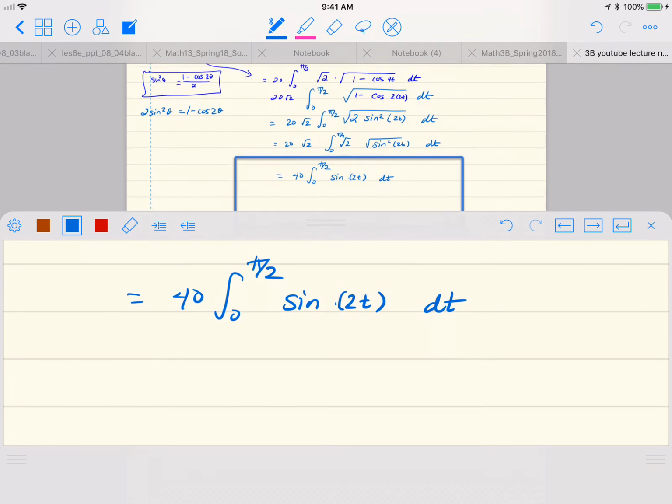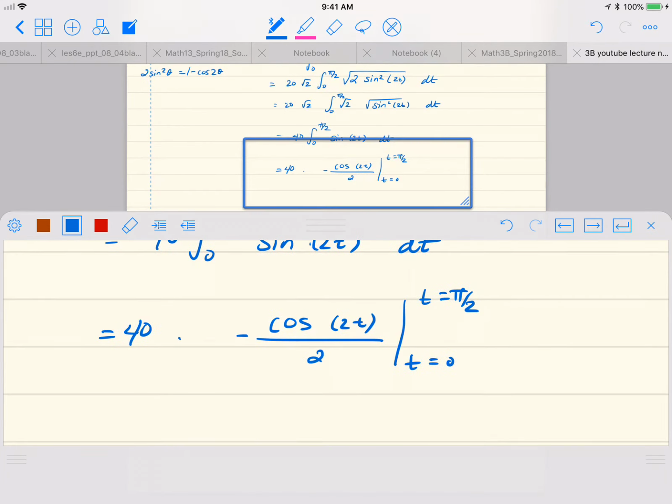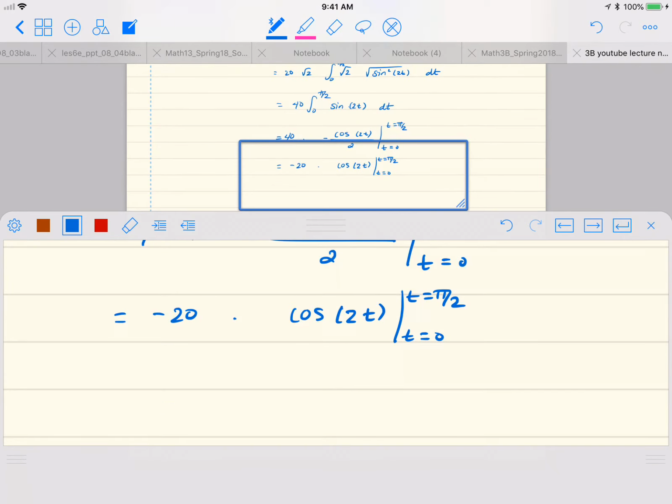And what is the integral of sine of 2t? Cosine 2t over 2, and then I need a factor of negative 1. I need to evaluate this at t equals 0 and t equals pi over 2, and then multiply it by 40. When we do this, that'll be negative 20 times cosine 2t, from t equals 0 to t equals pi over 2. And we'll have cosine of pi minus cosine of 0, times negative 20.